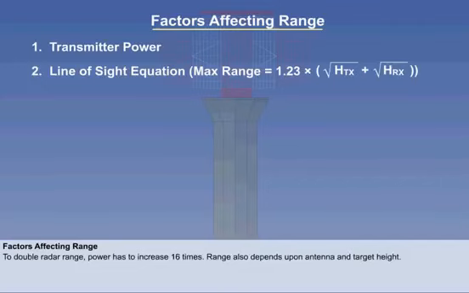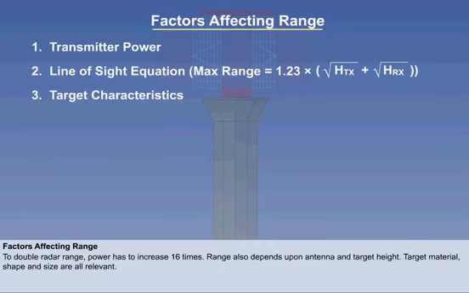The formula for maximum theoretical range in nautical miles is 1.23 times the sum of the square root of the height of the transmitter in feet above mean sea level, plus the square root of the height, also in feet above mean sea level, of the receiver. The material, shape and size of the target are all relevant. Wood is a worse reflector than metal, while surfaces presented at a certain angle, such as by stealth aircraft or head-on aircraft compared to full side-on aircraft, make poor returns. Large shapes are obviously easier to detect than small ones.